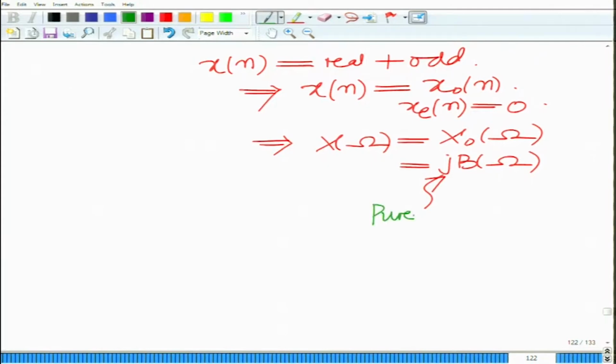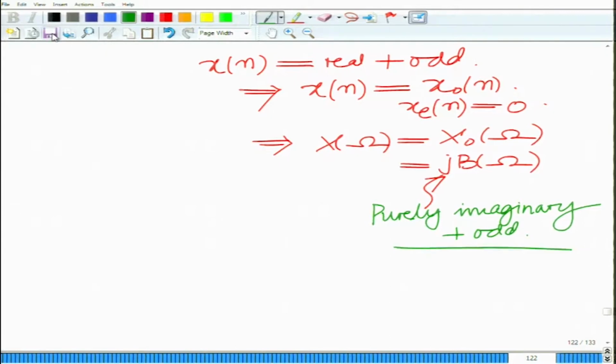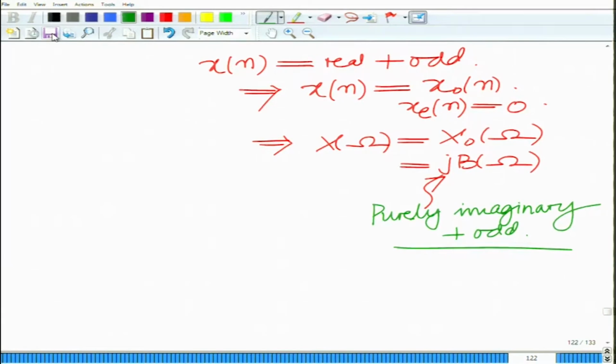So this is purely imaginary and odd. So, if the signal is a real even signal, its DTFT is purely real and even. If x[n] is a real and odd signal, then its DTFT is purely imaginary and odd. So this is the important thing to keep in mind. That basically sums up the properties of the DTFT of real signals, real and even, and real and odd signals.